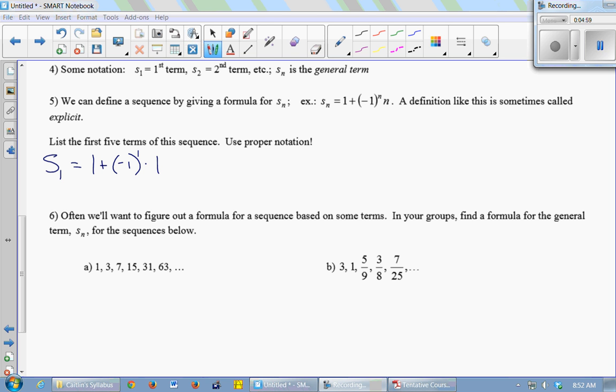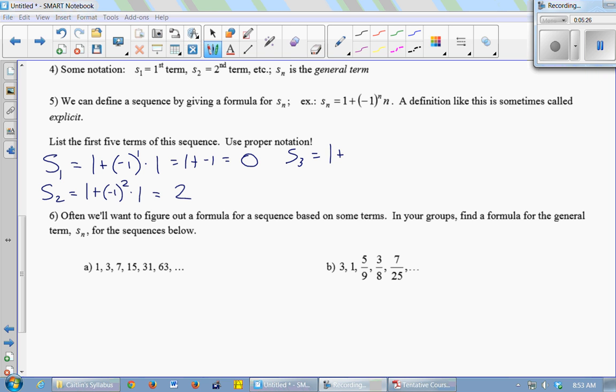Order of operations says I should do this multiplication first. Negative 1 times 1 is negative 1, so 1 plus negative 1 is 0. And then S sub 2, we plug a 2 in. We have 1 plus negative 1 squared times 1. So negative 1 squared is 1, times 1 is 1, plus 1 is 2.